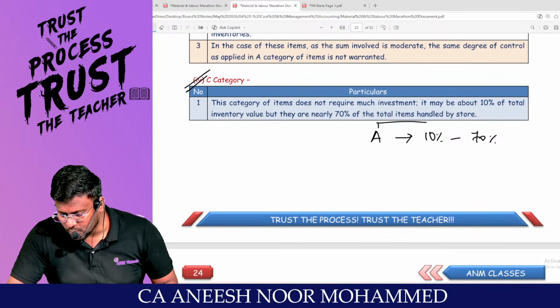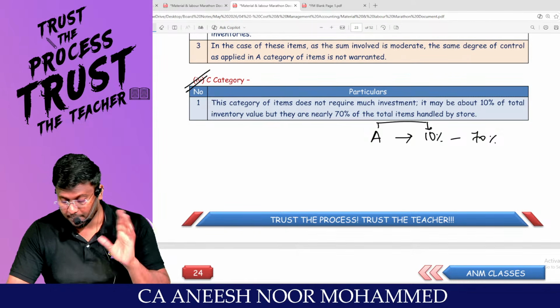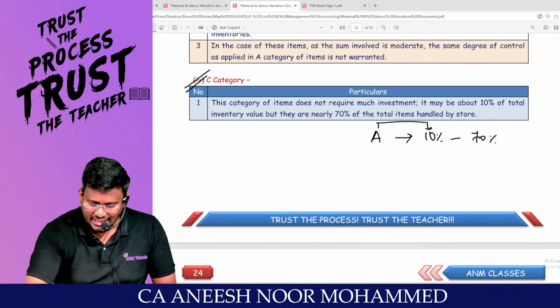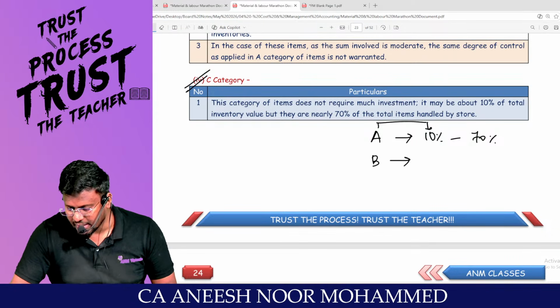A means always it will be number 1. For example, number 1, like number 7, MS Dhoni, so 70%. That's what A category is all about. Next one, B category.